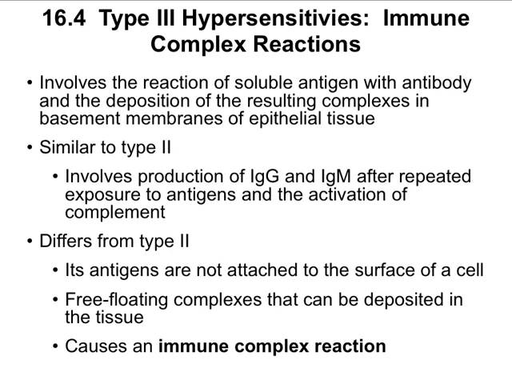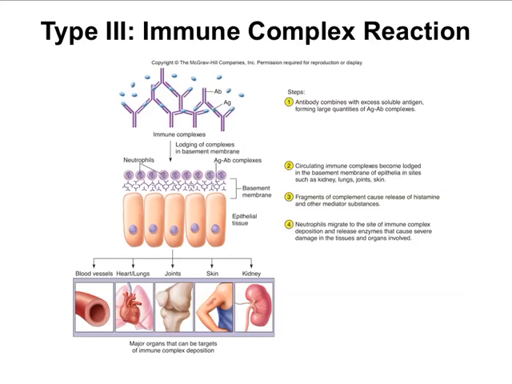They become free-floating complexes that float around through circulation and can be deposited in any of the tissues of fluid compartments. This causes an immune complex reaction. Let's look at how that works. After the initial exposure of a profuse amount of the antigen, the immune system produces large quantities of antibodies, and these antibodies circulate throughout the fluid compartments of the body.